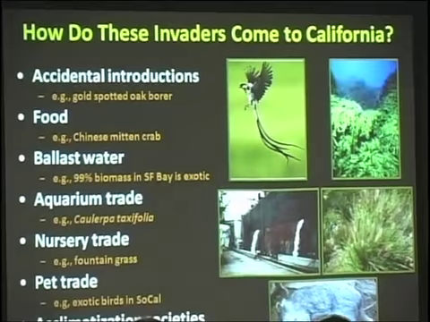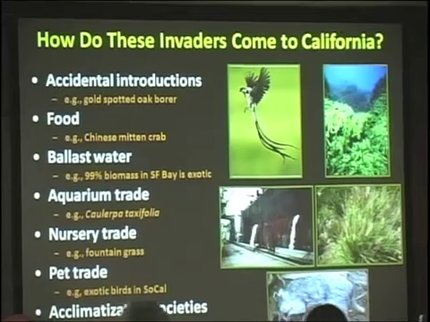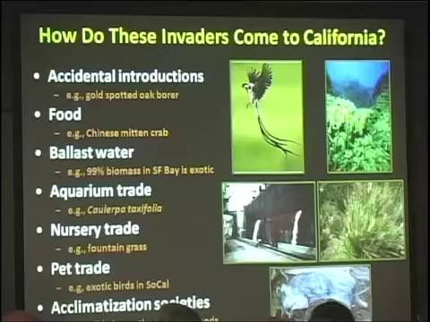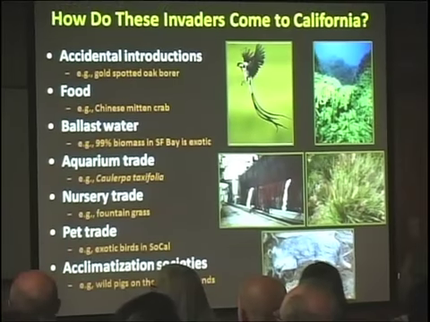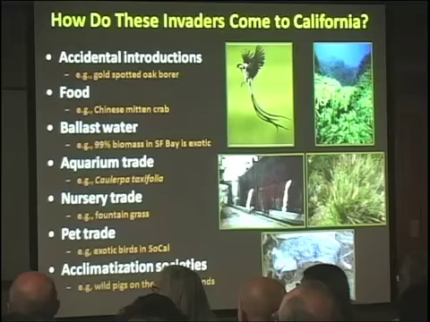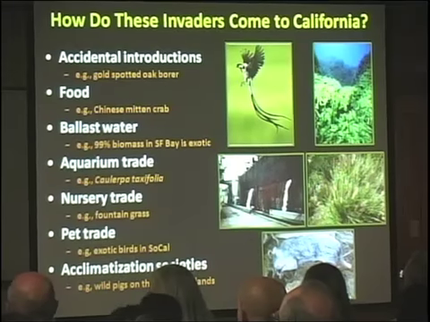So those are some examples of invasive species that have come to California. But how did they come here? How have they traveled from one part of the world and arrived here in Riverside and other places in Southern California? Well, there's several ways that these events can happen.